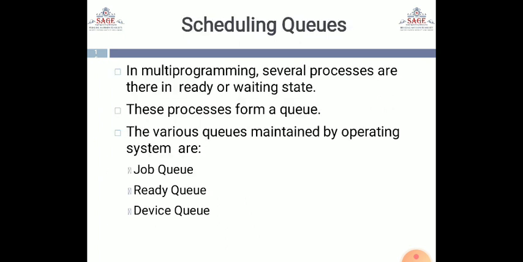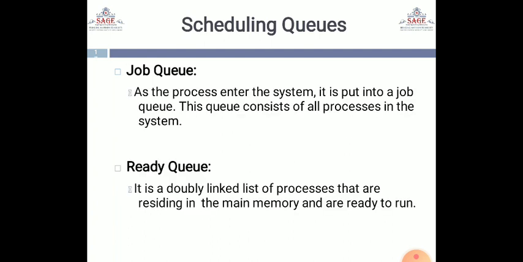So we have different types of scheduling queues. You can see that we have three types of scheduling queues: job queue, ready queue, and device queue. Job queue: when a process enters the system, it is put in the job queue. This queue consists of all processes in the system. Second is the ready queue. It is a doubly linked list of processes that reside in main memory and are ready to be executed. The main function of the job queue is just to enter or pull the processes.